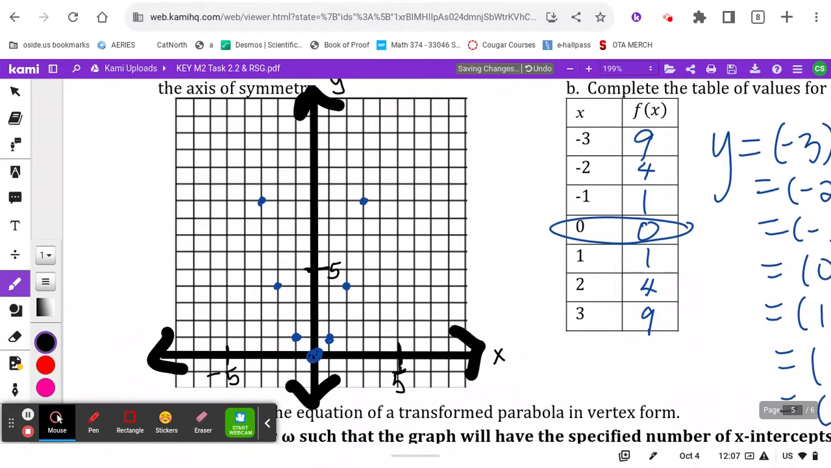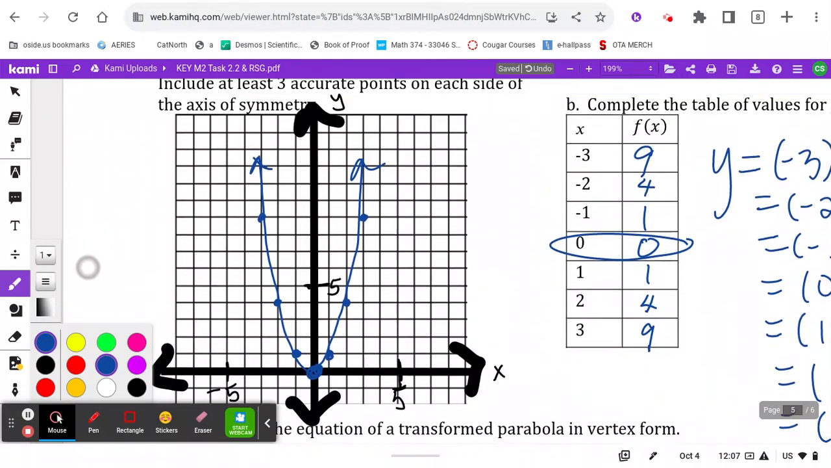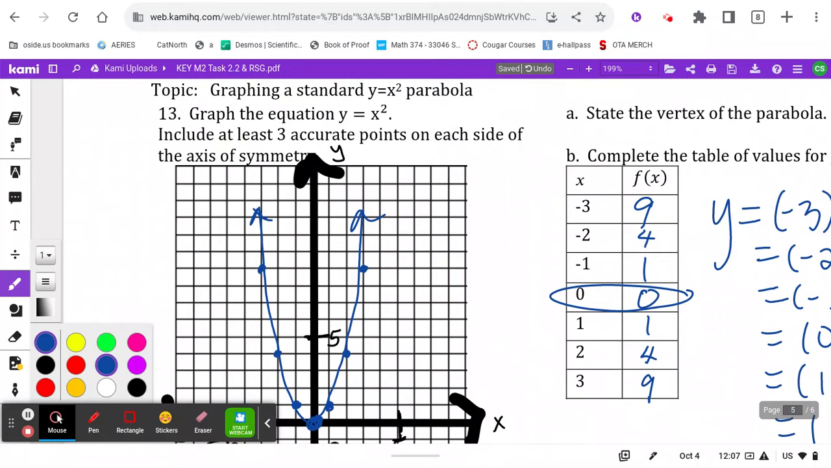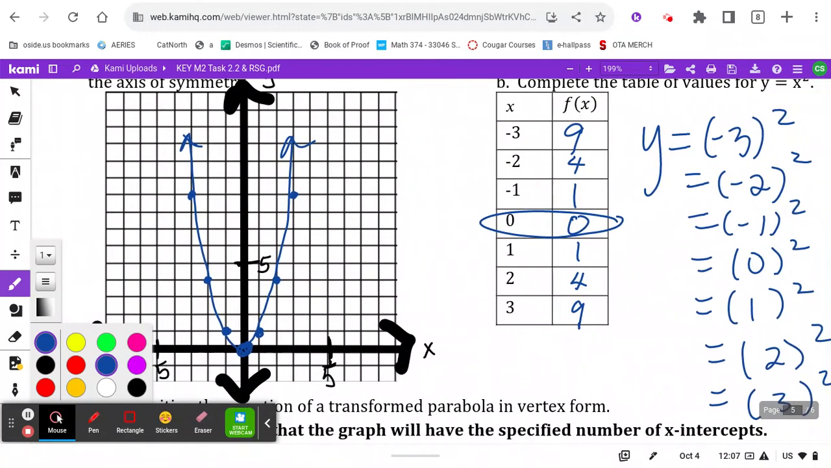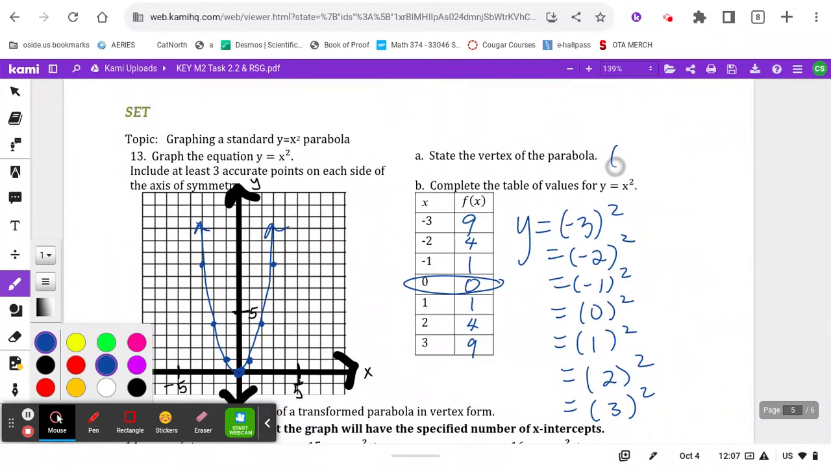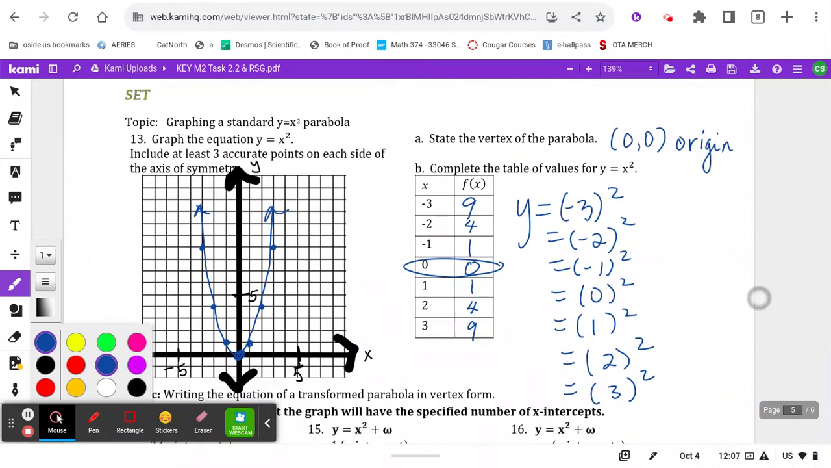Okay, connect that parabola now as best you can to be a U-shaped graph facing up. This is the parent of all parabolas, y equals x squared. Okay, so now state the vertex of the parabola. 0, 0, the origin is our vertex. And I circled it right there.